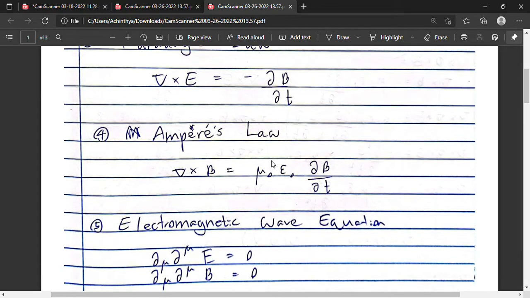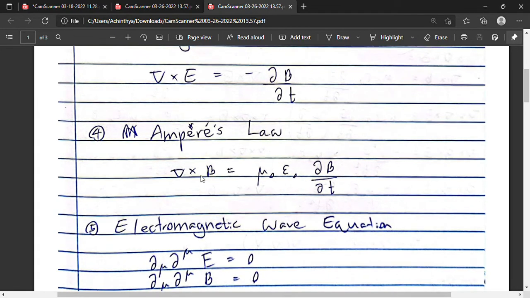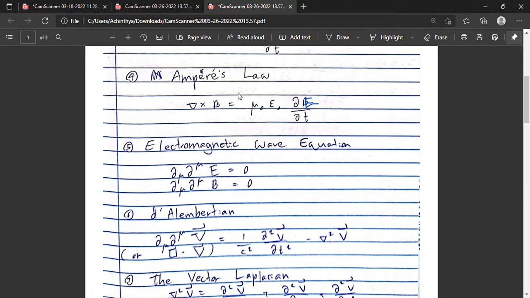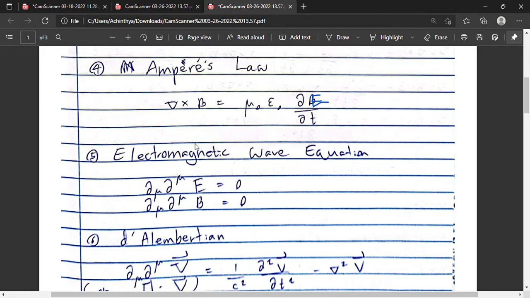And then we have Ampere's law, which describes the curl of the magnetic field in terms of a changing electric field. More specifically, the primary derivative of the electric field with respect to time. And then this is the electromagnetic wave equations.